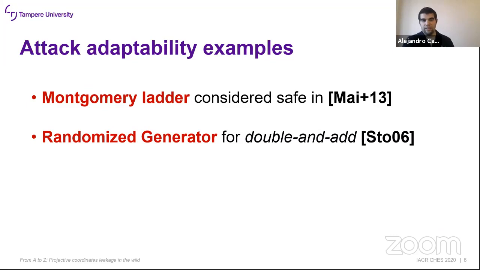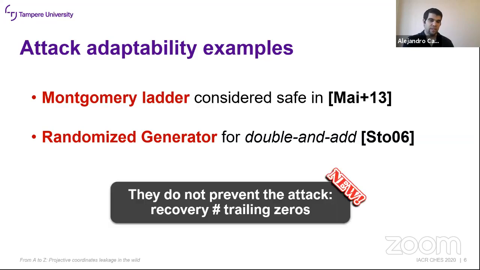Regarding attack adaptability examples, the Montgomery ladder was considered safe in previous work. Also, a countermeasure based on randomizing the generator for doubling and scalar multiplication was proposed to mitigate this attack. As part of this research, we demonstrated that they don't prevent the attack, because it could be possible to recover the number of trailing zeros of the scalar.